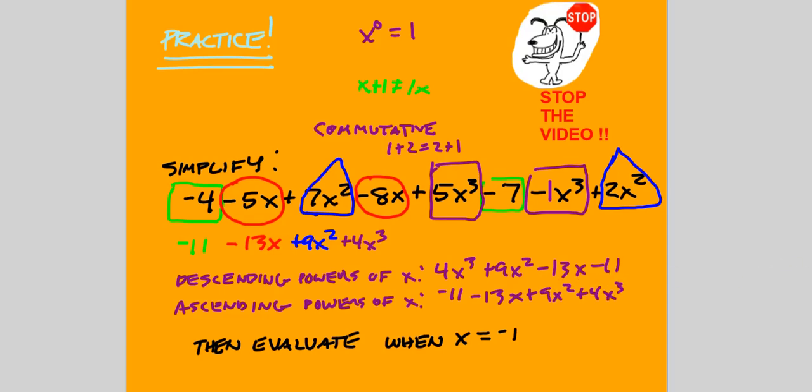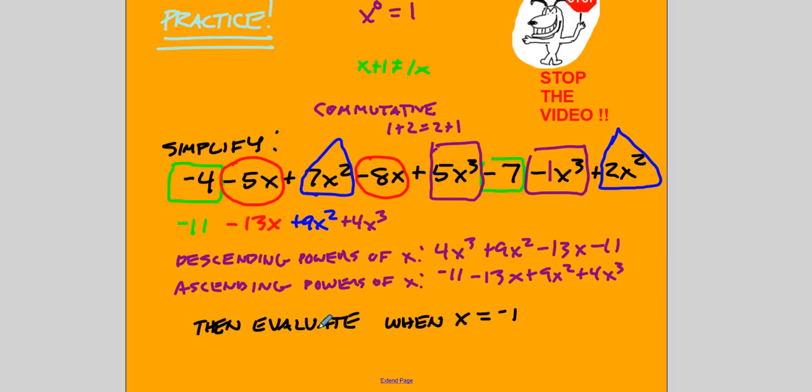All right, so now let's evaluate. I'm going to use the descending form. Evaluate when x is negative 1. So I have 4, and I replace x everywhere with negative 1. So that's negative 1 cubed, and I put that in parentheses. That means 4 times negative 1 cubed. I'm replacing x with negative 1 again: plus 9 times negative 1 squared minus 13 times negative 1 minus 11.